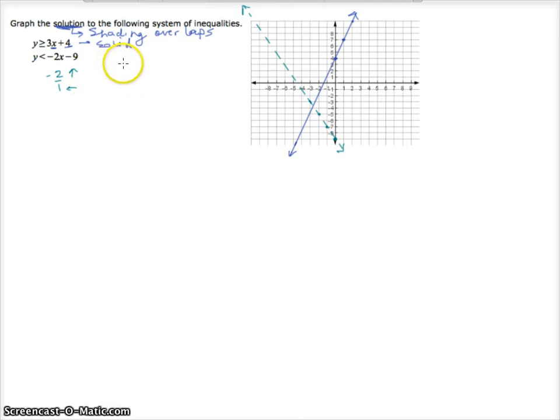In the previous video, we noted that greater than or equal to and greater than mean to shade above the lines. For less than or equal to and less than, we must shade below the lines. Let's add the word shade here.